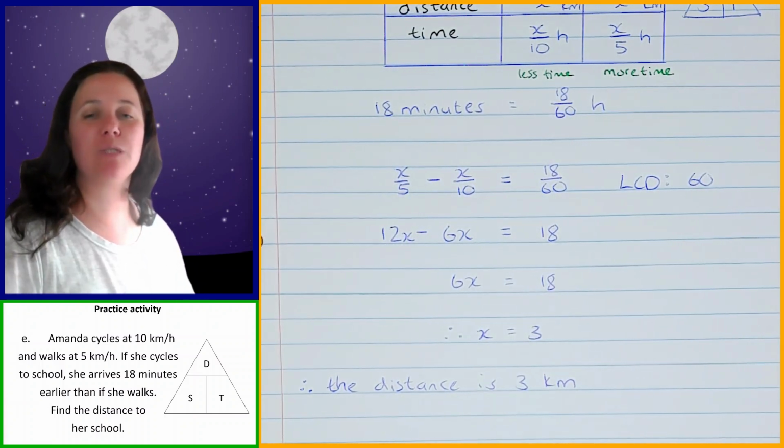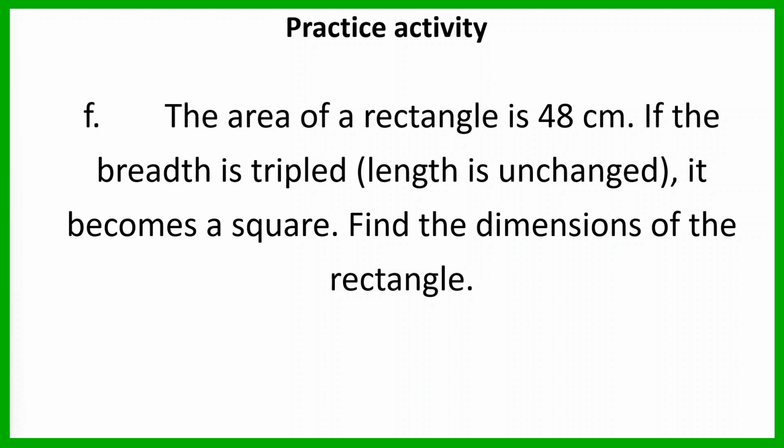Right, let's go on to the last one for today. In question F, you're told that the area of a rectangle is 48 centimeters. If the breadth is tripled and the length is left unchanged, it becomes a square. Find the dimensions of the rectangle. For this one, you're going to need to use the area formula. So please try and remember what that area formula is. The area of a rectangle is length times breadth. Okay, so I'm going to give you 3 minutes to solve this problem.